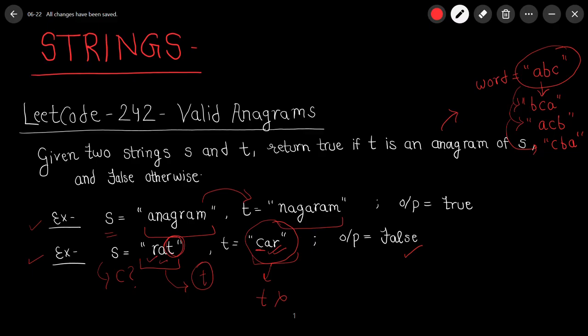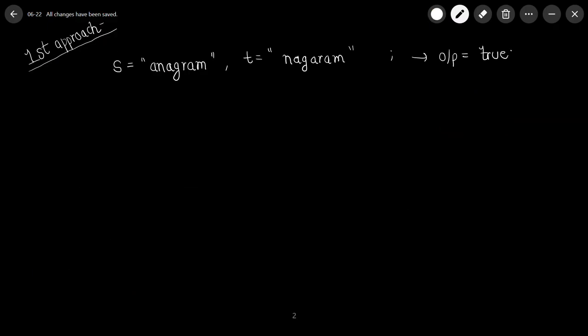I hope the question is clear. I would be discussing two approaches to solve this, so let's head over to the first approach. In this, we will make two arrays to track the frequencies of every letter present in the S and T strings. One array will be for string S, another for string T. We can name them frequency of S and frequency of T.